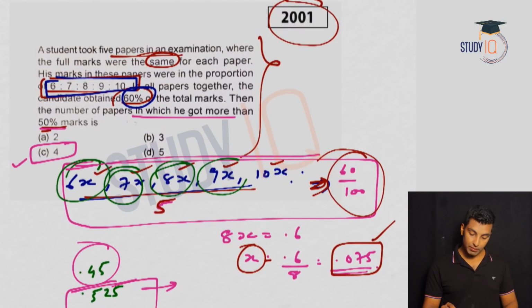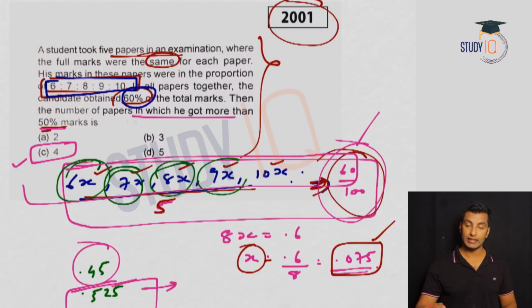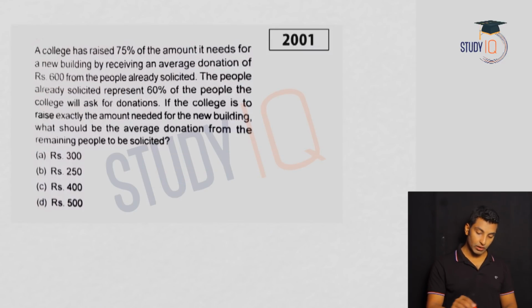That's how you will solve. Make an assumption that the marks are 6x, 7x, 8x, 9x and 10x, and find the value of x so that you can find the marks also, because what is given, you take it as average. Take a minute and solve this question.